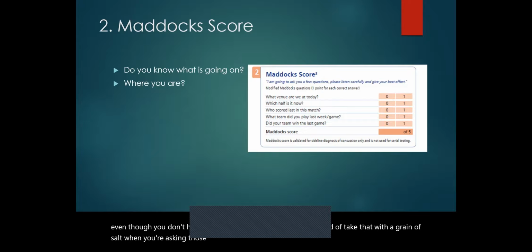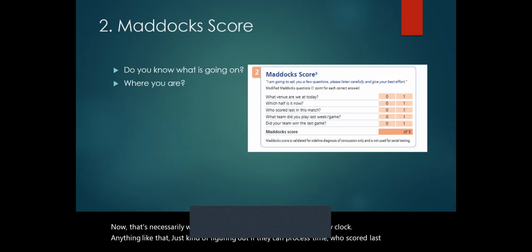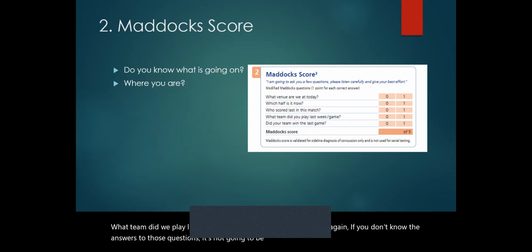Some other things we might ask them, what half is it now? That's necessarily without looking at the scoreboard or the play clock, anything like that. Just figuring out if they can process time. Who scored last match? What team did we play last week? Did your team win the last game? Again, if you don't know the answers to those questions, it's not going to be very helpful to ask.